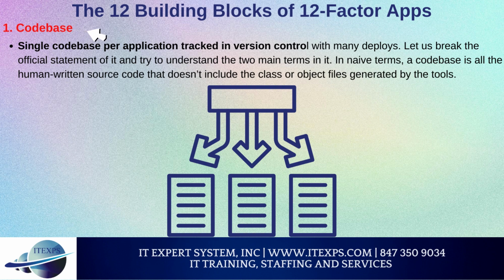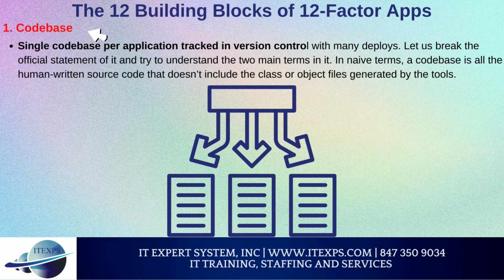In naive terms, a codebase is all the human-written source code that does not include the class or object files generated by the tools. A deploy refers to a single running instance of that particular application. Each application must have only a single codebase. Each such codebase must be managed in a version control system. Some popular VCS, version control systems, include Git, SVN and Mercurial. If there exist multiple codebases, then it's not an application, it's a distributed system. Each component of that system will be known as an application that shall follow the principles of the 12-factor apps.